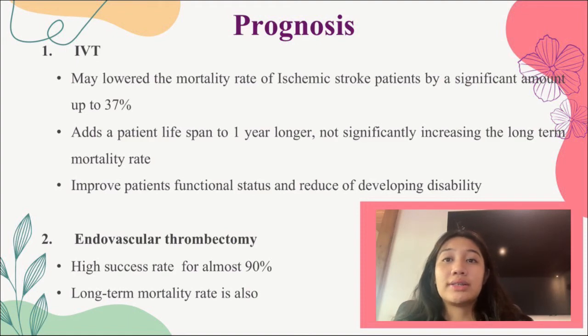The second one is endovascular thrombectomy, which is a method that uses a mechanical technique by inserting a catheter to remove the blood clot. This has a high success rate of almost 90%, and the long-term mortality is also low.